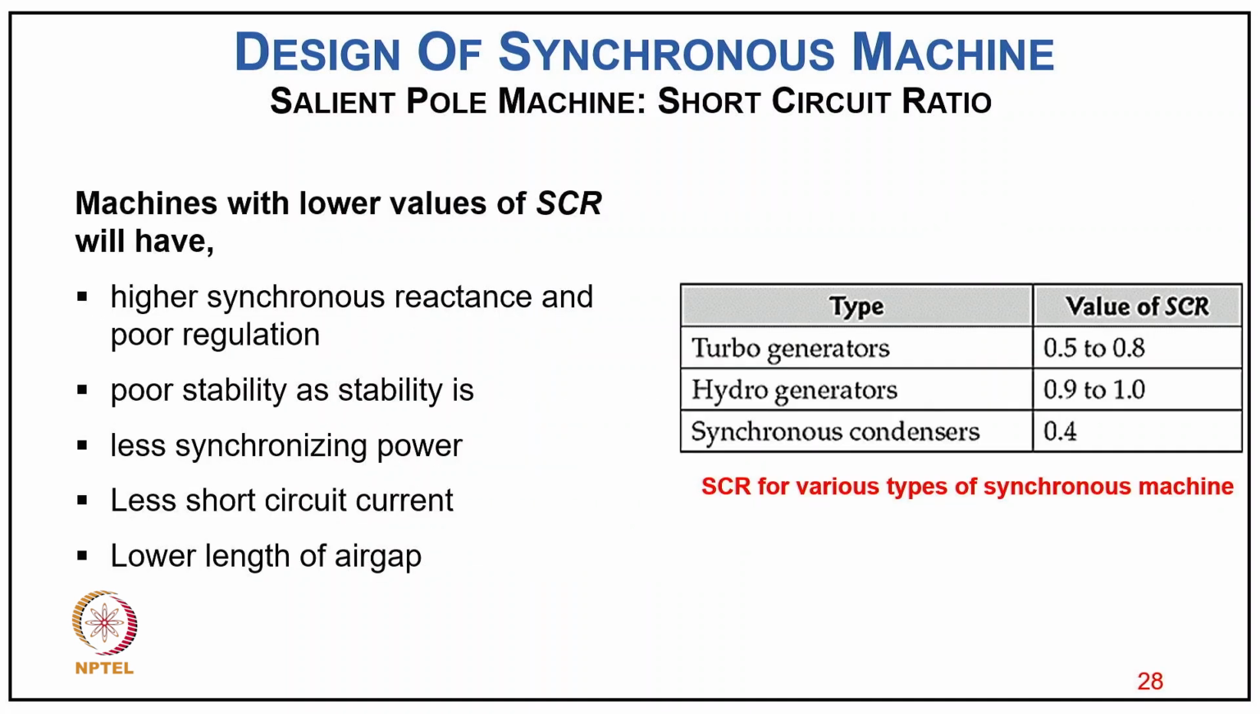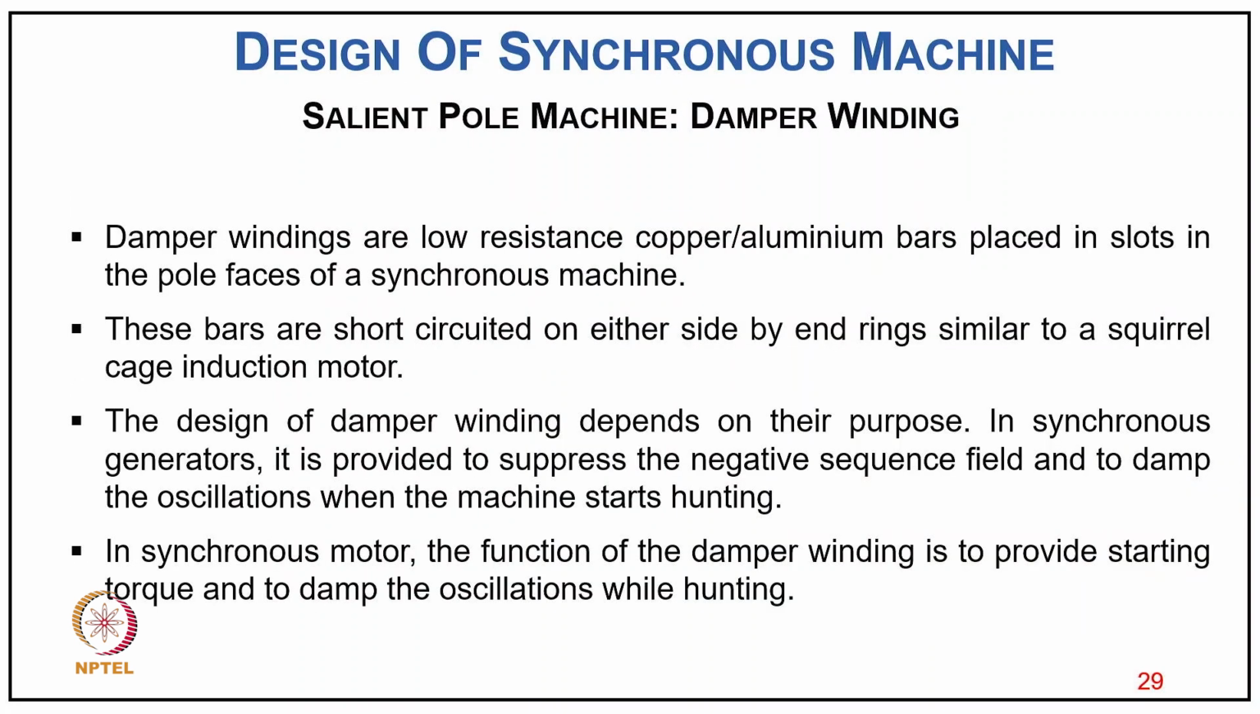Now a machine with a lower value of short circuit ratio will have higher synchronous reactance and poor voltage regulation, then poor stability, as the stability is less: less synchronizing power, less short circuit current and lower length of air gap. The typical value of SCR for a turbogenerator is 0.5 to 0.8, for a hydrogenerator 0.9 to 1 per unit, and for a synchronous condenser it is typically around 0.4.